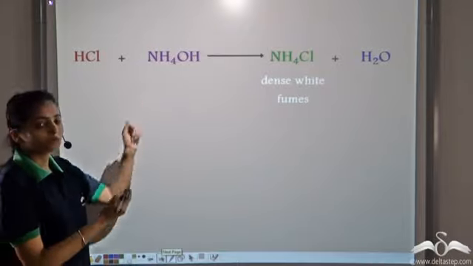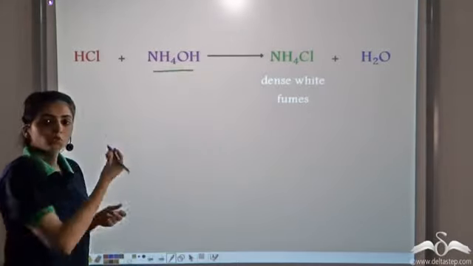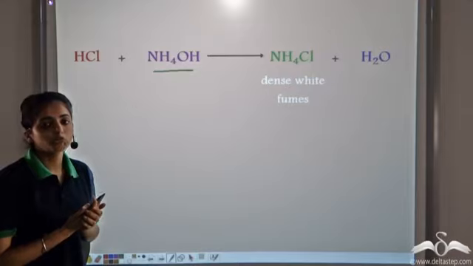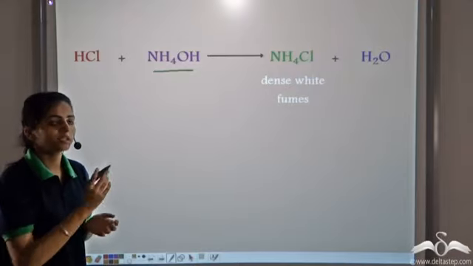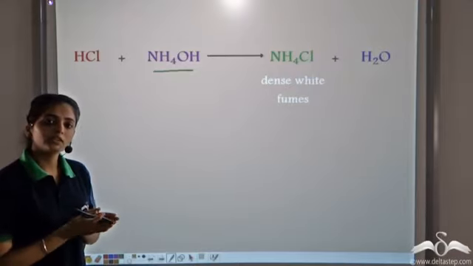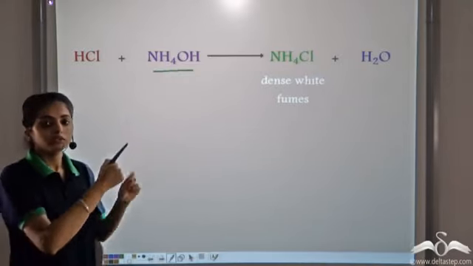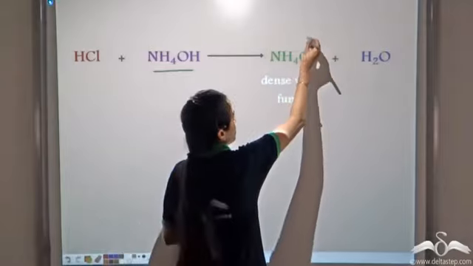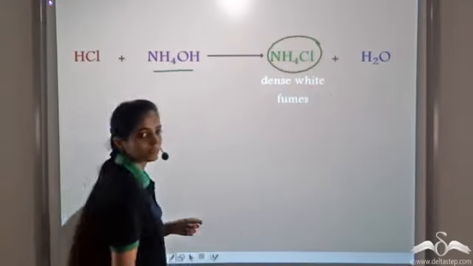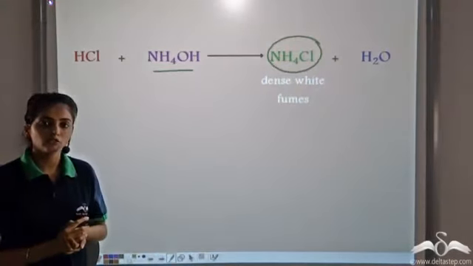So we add the ammonium hydroxide solution to HCl. Again, dense white fumes of ammonium chloride are formed and it forms water. So even if we add a solution of ammonia, that is ammonium hydroxide, to HCl, we get dense white fumes of ammonium chloride. So this is a chemical test for HCl.